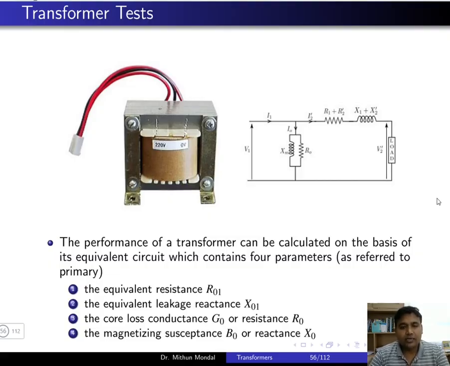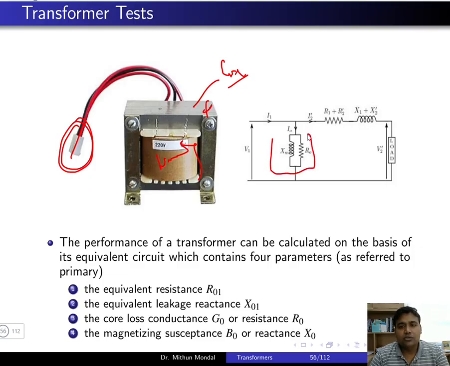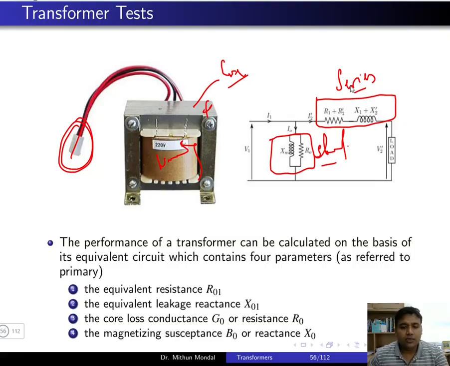We have discussed that there is a core in the transformer, and this core is where the flux is established. The winding outer terminals are brought out, and through these terminals all the tests have to be done. Basically we try to obtain the shunt parameters. The parameters which are in parallel are known as shunt parameters, and the parameters which are in series are known as series parameters. So we have to obtain the shunt and series parameters by performing a few tests.